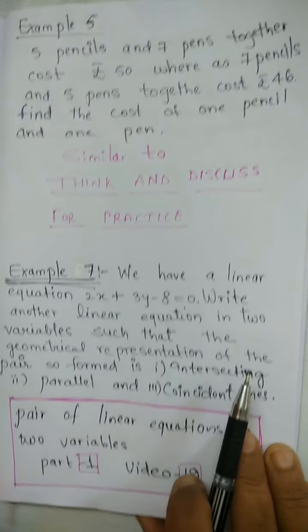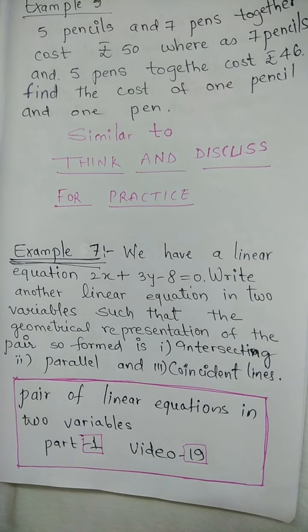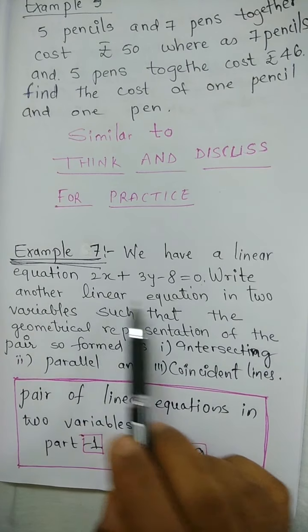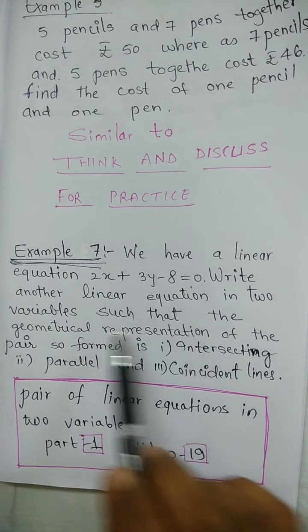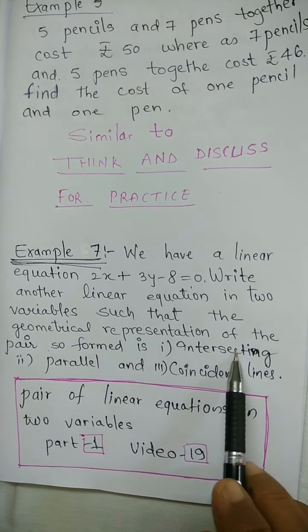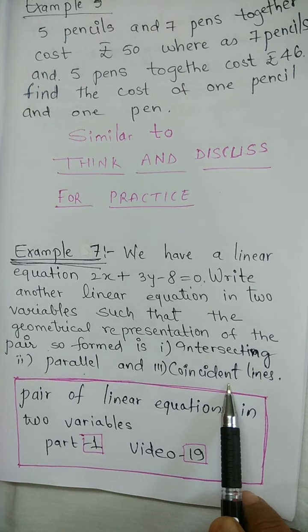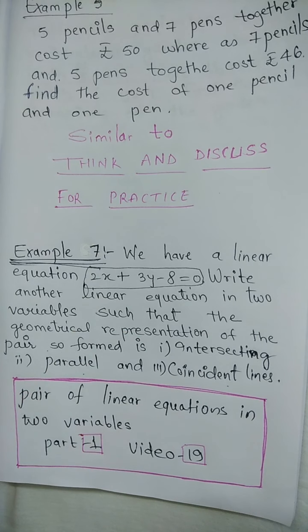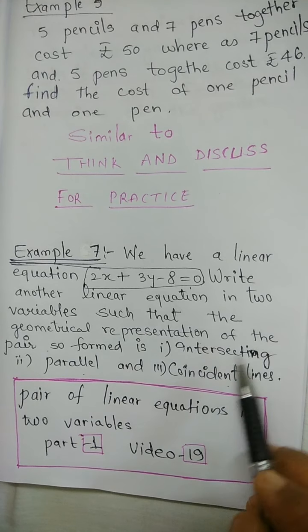Come to the seventh example. We have a linear equation 2x plus 3y minus 8 equal to 0. Write another linear equation in two variables such that the geometrical representation of the pair so formed is intersecting lines, parallel lines, and coincident lines. In this, one linear equation is given. We have to write another linear equation so that these two form intersecting lines. The intersecting lines condition is a1 upon a2 is not equal to b1 upon b2.